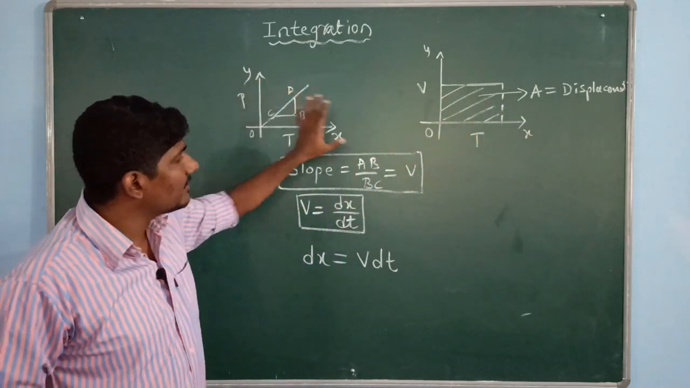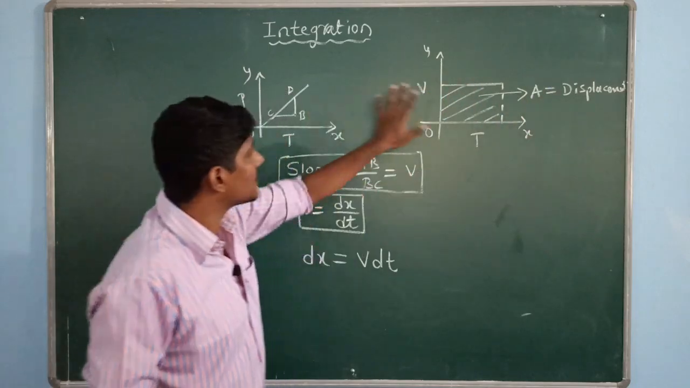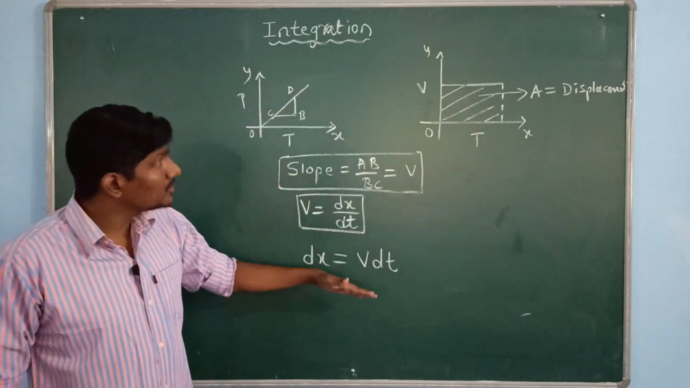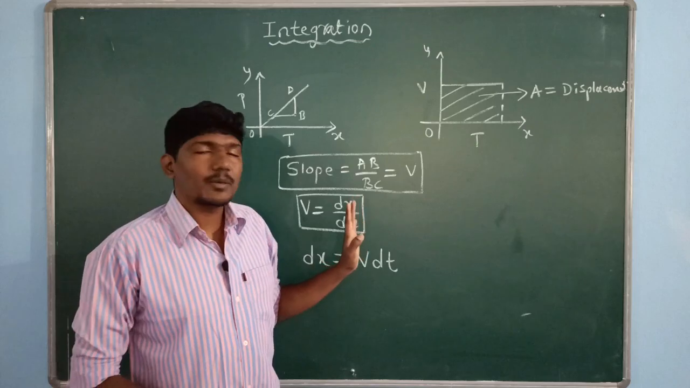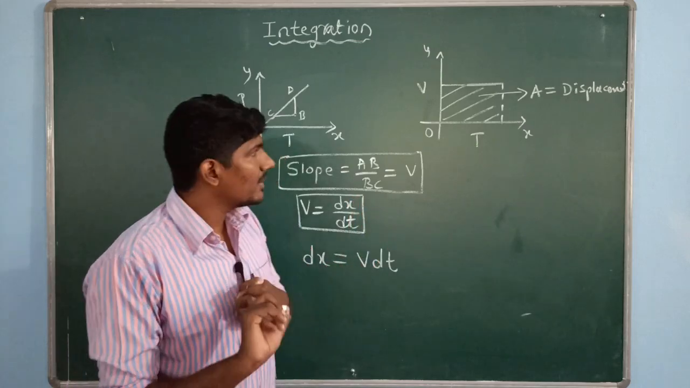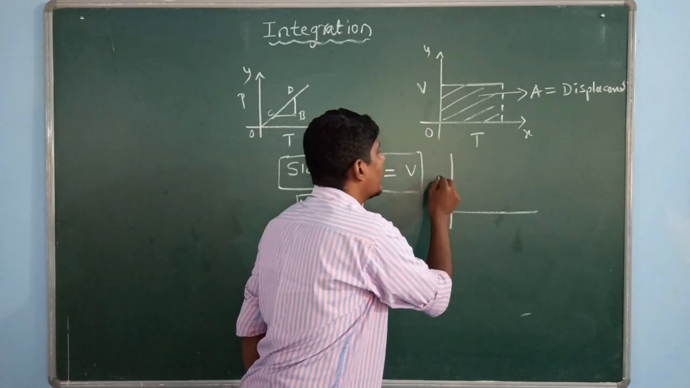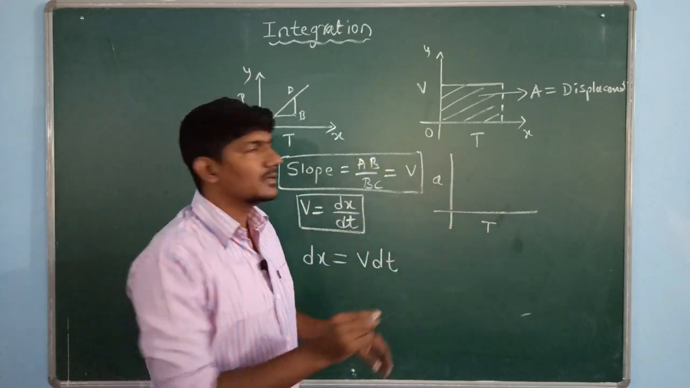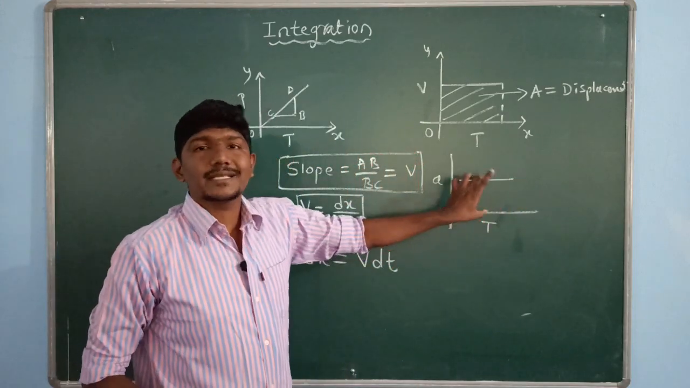The slope of the PT graph is velocity, and the area of the VT graph is displacement. So this is a kind of reverse process. This is using the graph. Now using integration, how to get that area? Area is equal to displacement, remember this. Next, I will take one more example. Here I have an AT graph. What is an AT graph? Acceleration time graph. Here I will draw a line. What does it indicate? Constant acceleration.